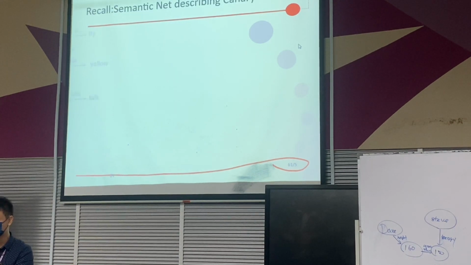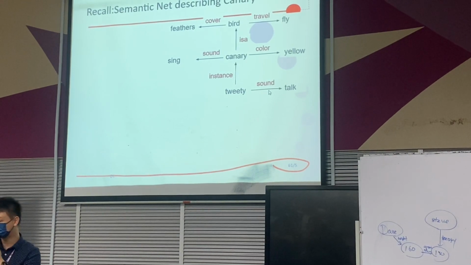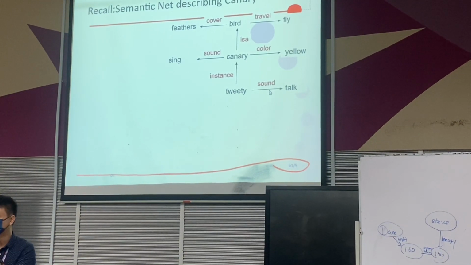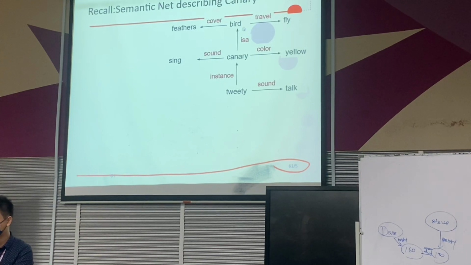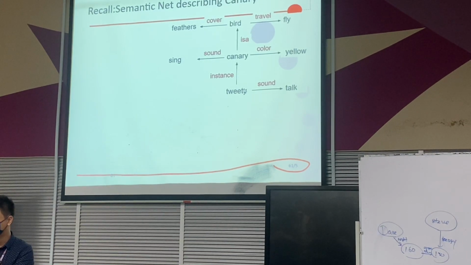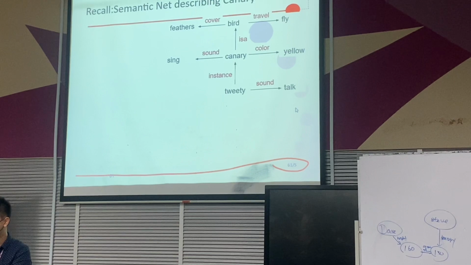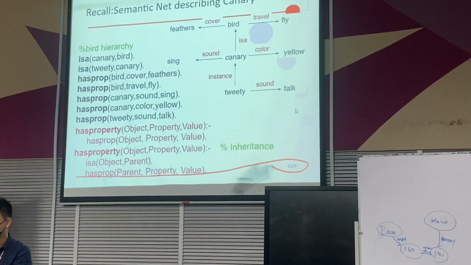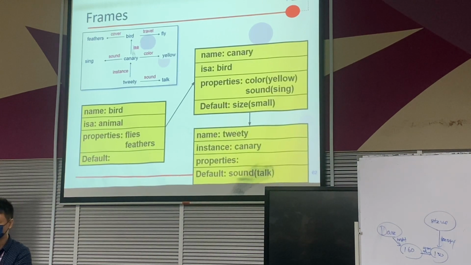Okay, how about this? Let's say now you have this semantic network. How to transform this semantic network to frames? As I mentioned, you have to identify how many concepts are joined with is or instance. From here we have bird, canary, and Tweety. These 3 are concepts joined with the keyword is or instance. Then we can create 3 frames: bird, canary, and Tweety. Because we have 3 concepts here, you can create 3 frames.